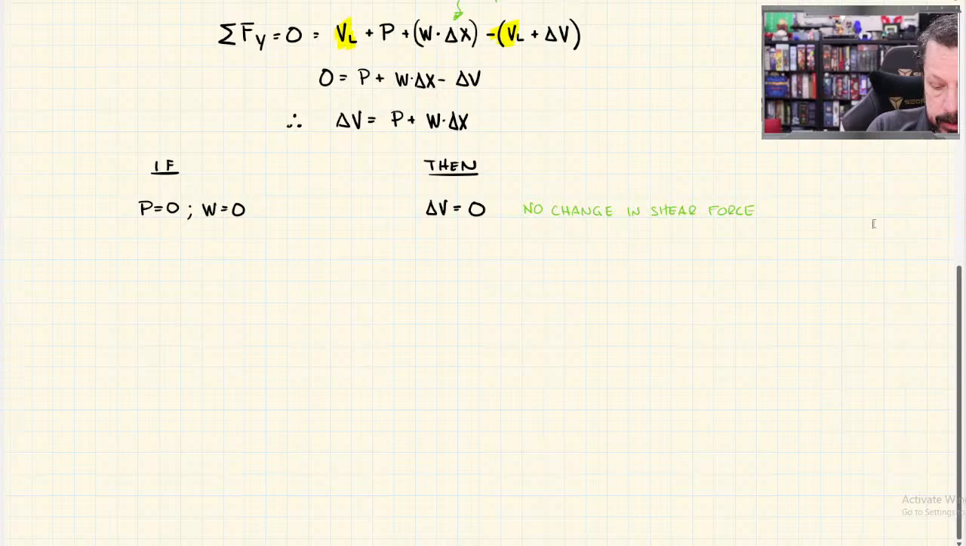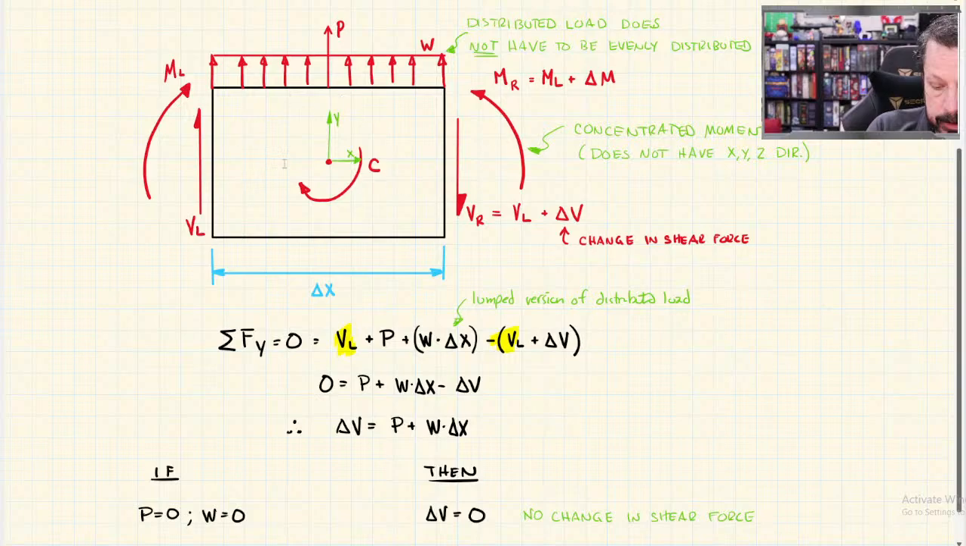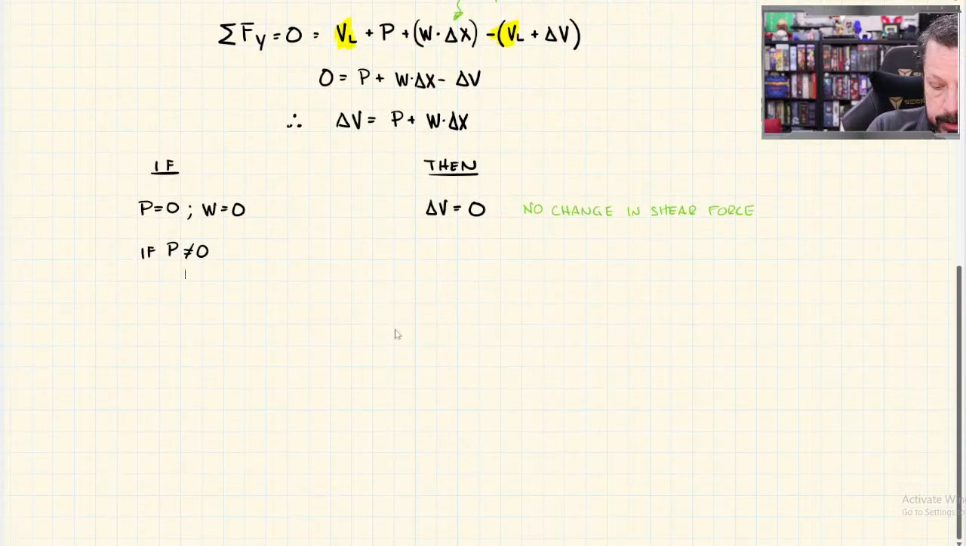So what if P does not equal 0? If P does not equal 0, then here I'm going to say that P is representing a point load, so it exists at a single little point somewhere. So I'm going to try and get closer and closer to that point, which in the context of my diagram here means sending delta X to 0, basically.